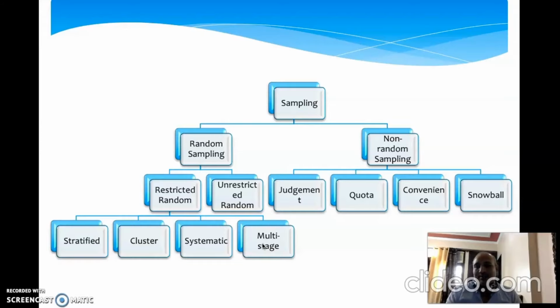Now, the third is the multi-stage. That means at times you do sampling in multiple stages, that means in multiple layers. So how do you do that kind of sampling? In stage one you do cluster, and in stage two you go for stratified. So you involve multiple stages of sampling in there. So that is another part.